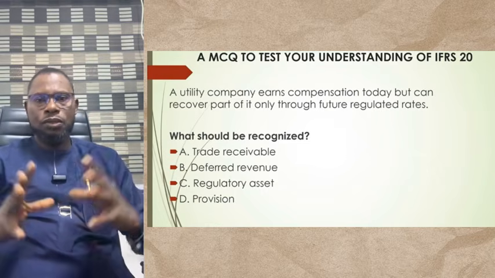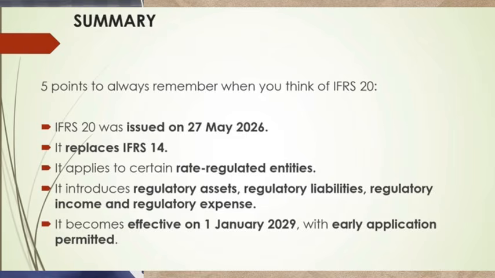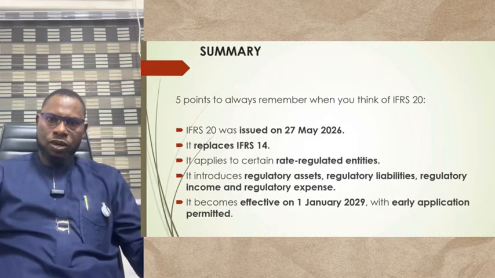In summary, these 5 points should always be remembered. When you think IFRS 20, think of these 5 points. 1, IFRS 20 was issued on 27 May 2026. That's when it was issued, and it replaces IFRS 14. What is IFRS 14? IFRS 14 is regulatory deferral accounts. It replaces it. It was temporary. It applies to certain rate-regulated entities, and it introduces regulatory assets, regulatory liabilities, regulatory income, and regulatory expense.